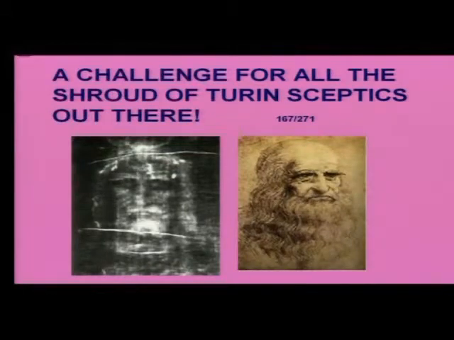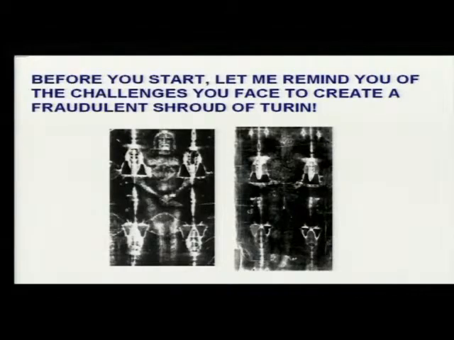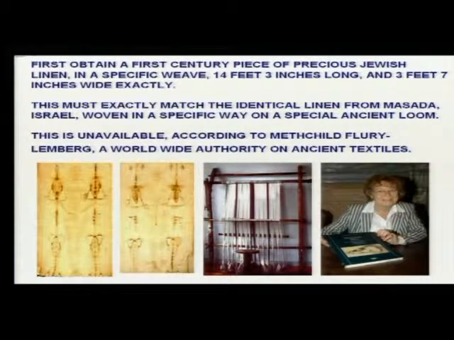So I want to now issue a challenge for all the Shroud of Turin skeptics, of which there are many out there, because most people think the Shroud of Turin is a fraud. Before you start, let me remind you of the challenges you face to create a fraudulent Shroud of Turin. First, you need to obtain a 1st century piece of precious Jewish linen in a specific weave, 14 feet 3 inches long and 3 feet 7 inches wide exactly. This must exactly match the identical linen from Masada, Israel, woven in a specific way on a special ancient loom.